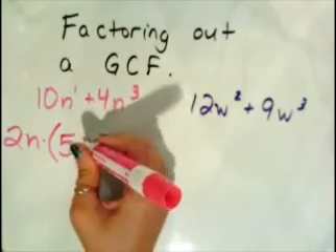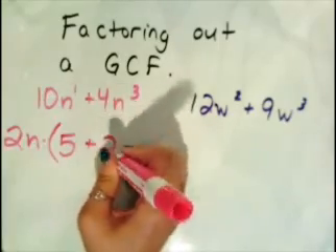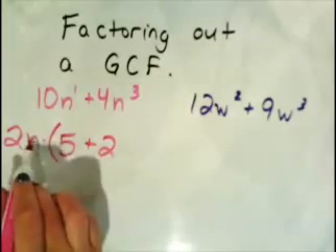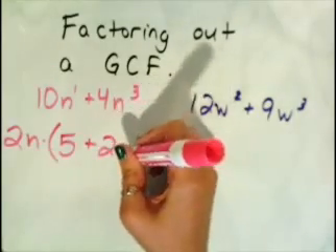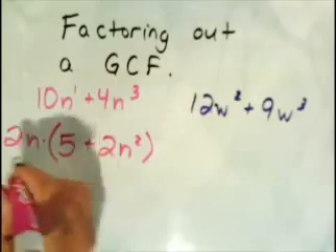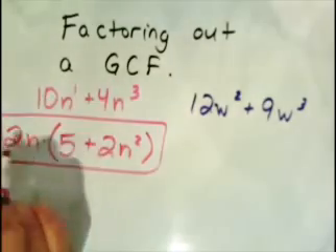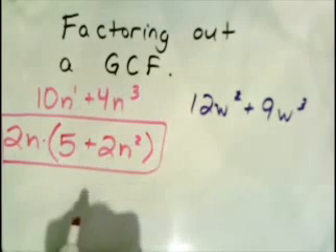All right, then for our next term, 2 times 2 would give me 4. And n times what would give me n to the third? Well, if I'm multiplying by one of them and I want to end up with 3, I should probably multiply by 2 more. And then you can also check by distributing. Just make sure this multiplies to 10n and this multiplies to 4n to the third.